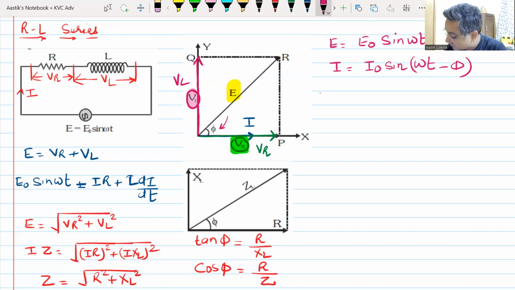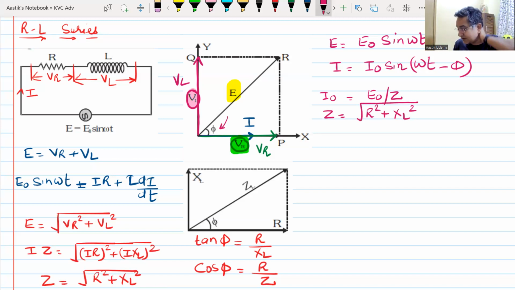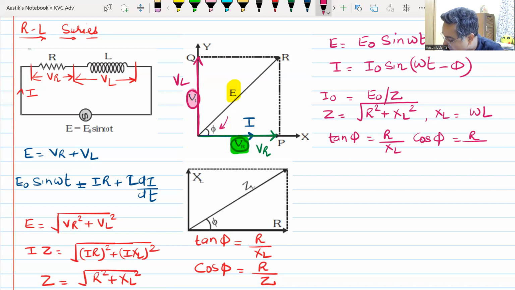Here we have a term I naught, and this I naught will be equal to E naught by Z. This Z is the impedance of this circuit, and it will be equal to under root of R square plus XL square. The value of XL will be equal to omega L. The tan phi for this circuit is R by XL. The cos phi for this circuit will be R by Z.